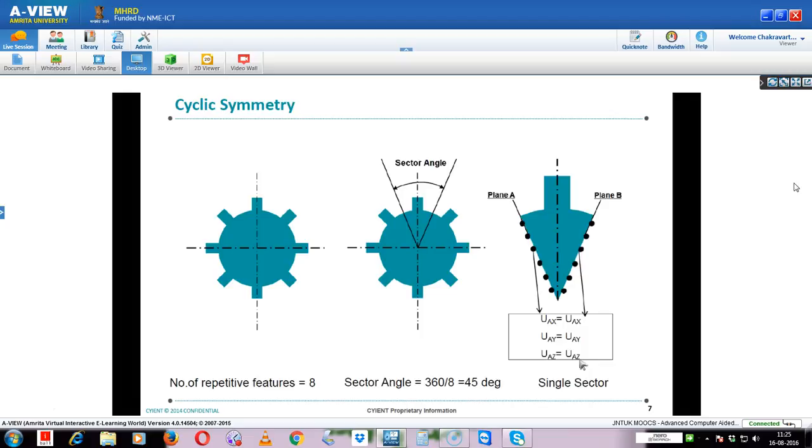One important question will be why the displacement should be equal. It is because the loading on each sector is similar. Whatever load is acting on this sector is the same as the load acting on this sector, and similarly on the other sectors. So that means this complete 360 degrees model will deform uniformly along the axis of rotation. That is the reason this condition exists.